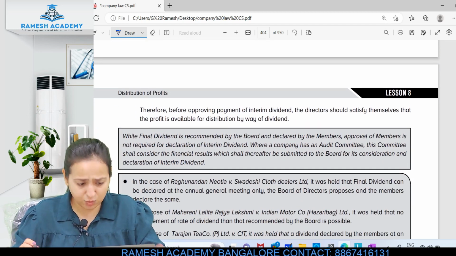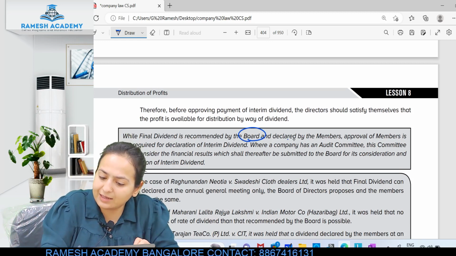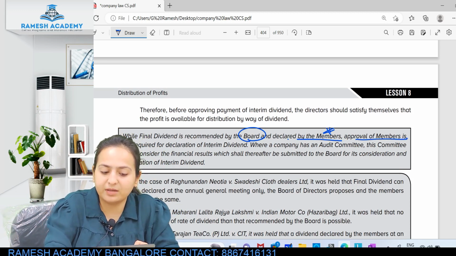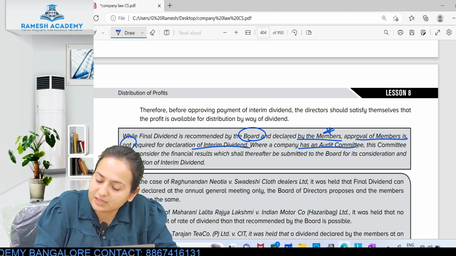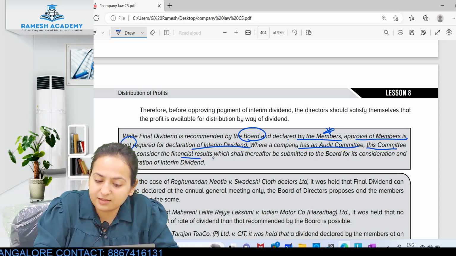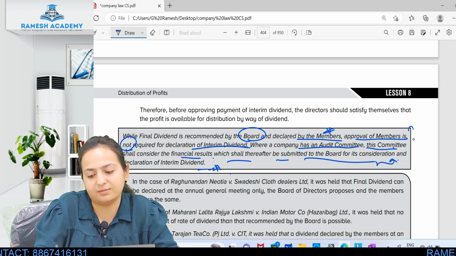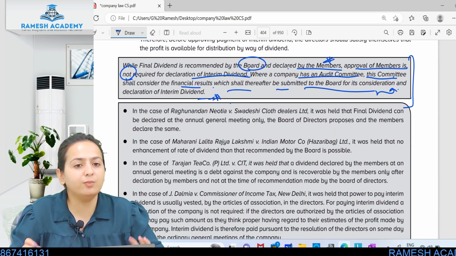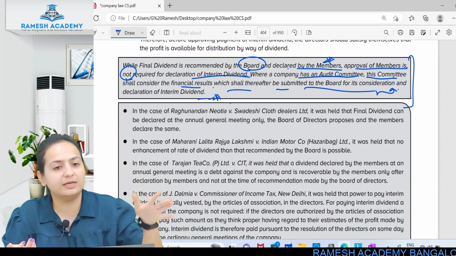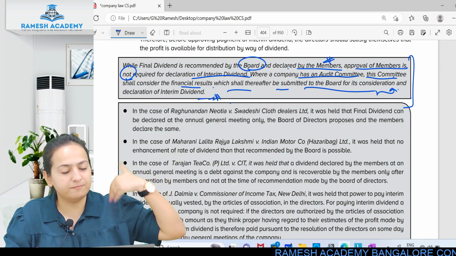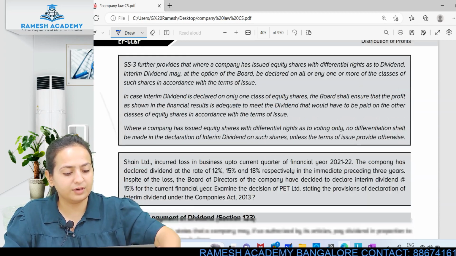While the final dividend is recommended by the board and declared by the members, approval of members is not required in declaration of the interim dividend. Where the company has an audit committee, this committee shall consider the financial results, which shall thereafter be submitted to the board for consideration and declaration of the interim dividend. So if you have an audit committee, you will finalize the financial results of the company and declare the interim dividend; you need not go to the shareholders in this case.